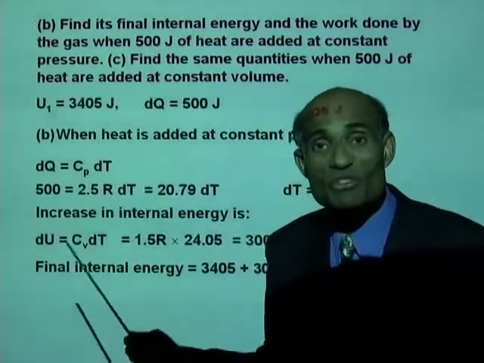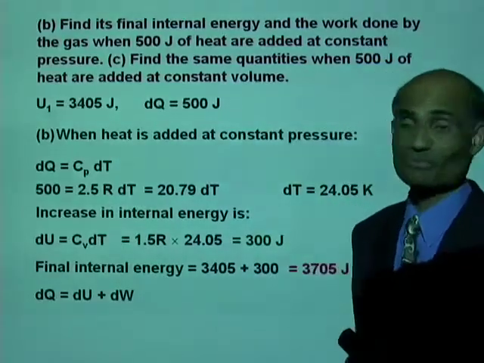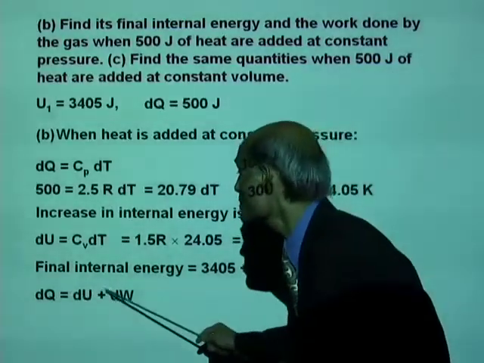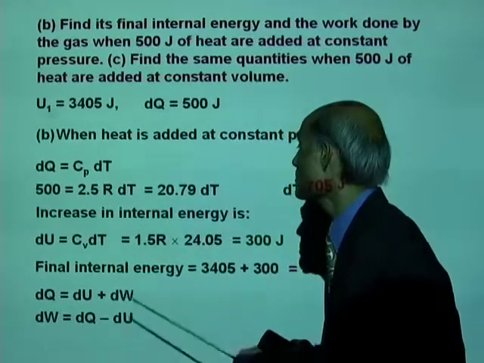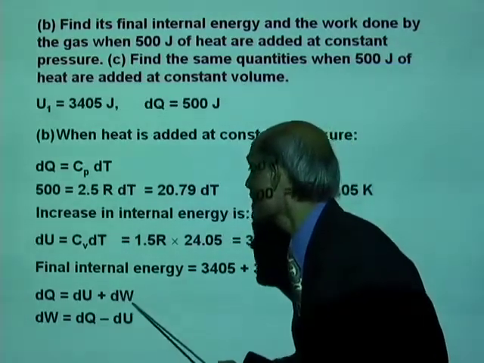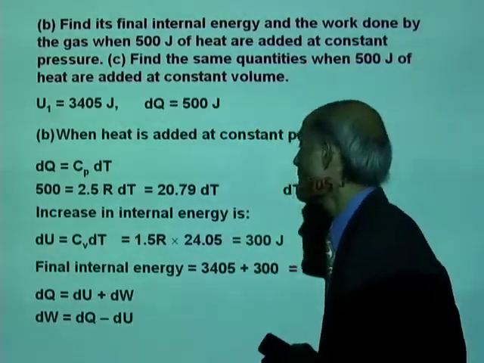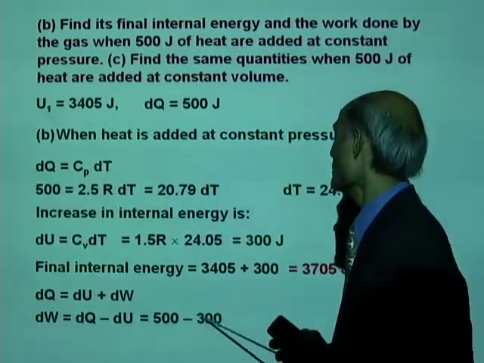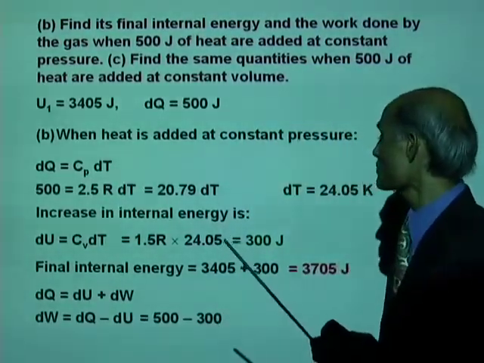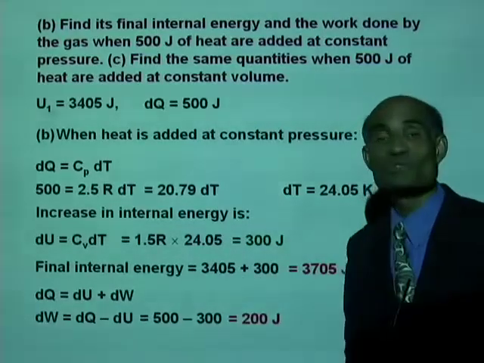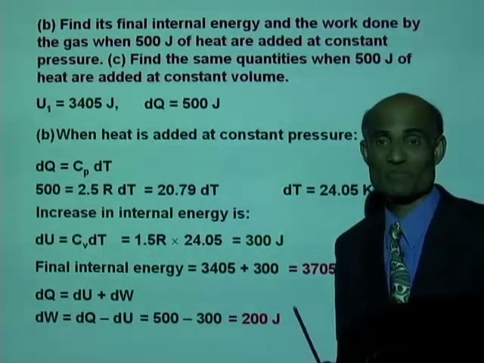I want you to practice these kinds of problems. dQ equal to dU plus dW, and we need to find the work done. dW equal to dQ minus dU. That will be 500 minus 300 equal to 200 joules.